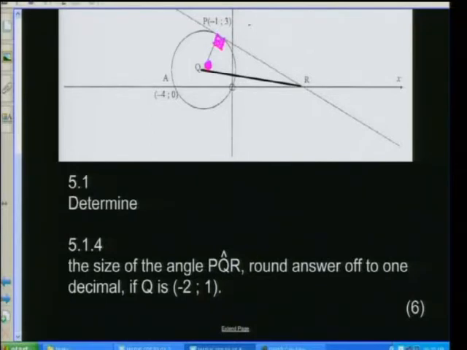In order for me to calculate the size of angle Q, I will now need to calculate that angle over there. And it's not all the way to the x-axis. It's that angle over there. Now, what I'm going to do is I'm going to use angle of inclination, but there's a couple of things that I now need to bear in mind.